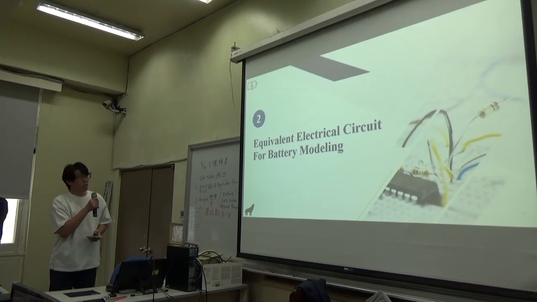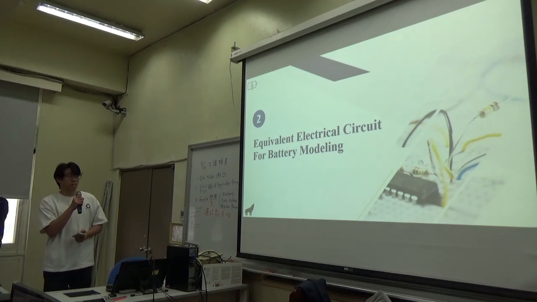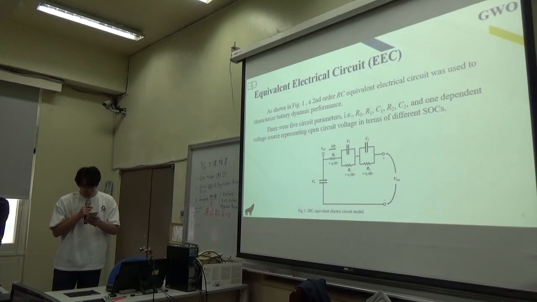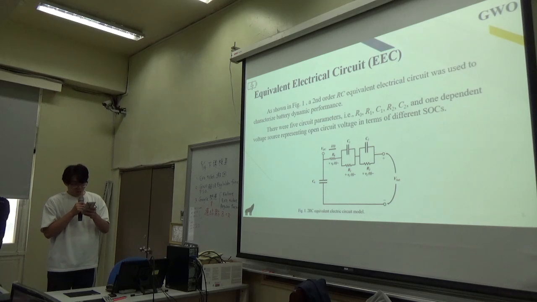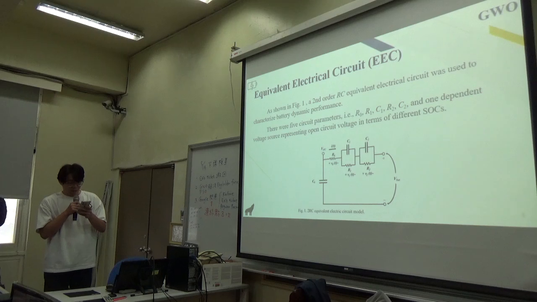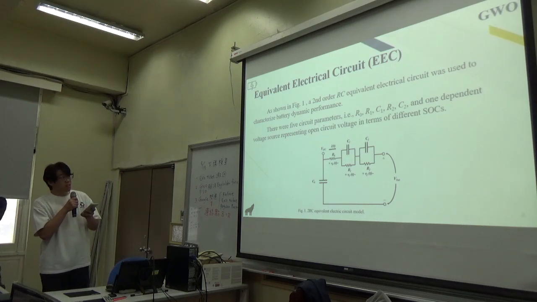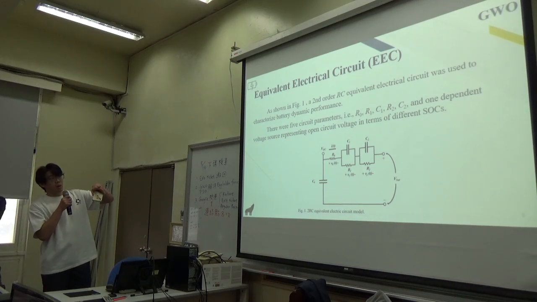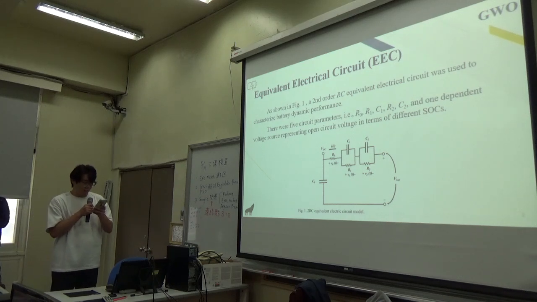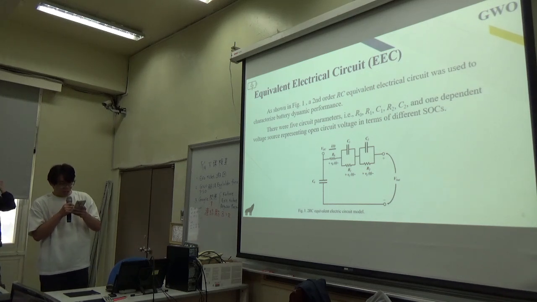The second part, equivalent electrical circuit for battery modeling. As shown in Figure 1, a second-order RC equivalent electrical circuit was used to characterize battery dynamic performance. There were 5 circuit parameters: R0, R1, R2, C1, and C2. And there is one dependent voltage source representing open circuit voltage in terms of different SOCs.